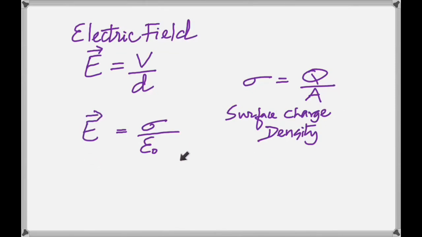And this is the field. Remember, this is the field due to a single plate. No, actually, it's between two plates. Sorry, it's the field between two plates. If it's a single plate, does anybody know what will happen? It'll be sigma by 2 epsilon naught. It'll be half of that. So if it's a single plate, this is two plates.